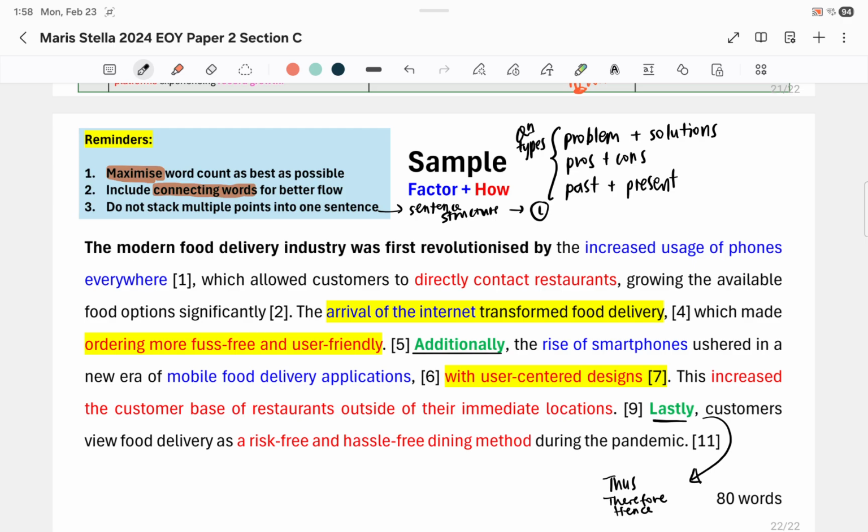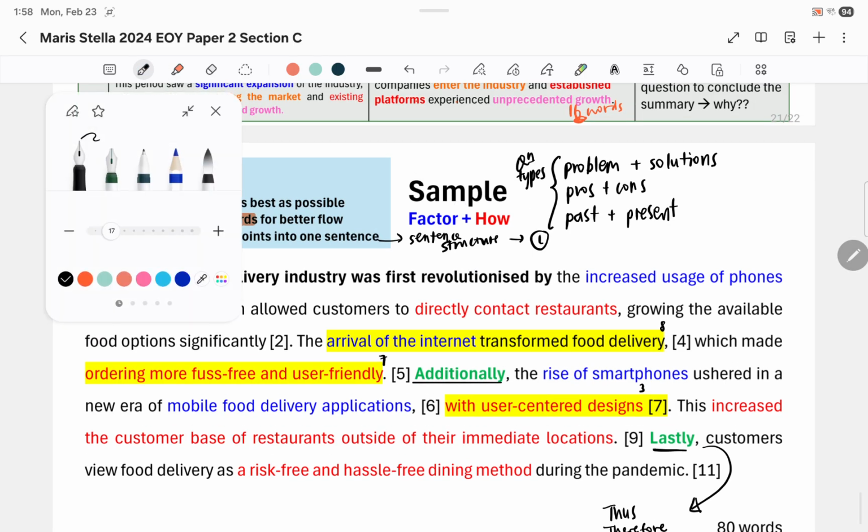Now taking a look at this, you can see that there are some points that are a lot shorter. So this, for instance, 1 2 3 4 5 6 7 8, 8 words. 1 2 3 4 5 6 7, 7 words. 1 2 3. So this can work. And you can see that I don't write more than 2 points in one sentence.